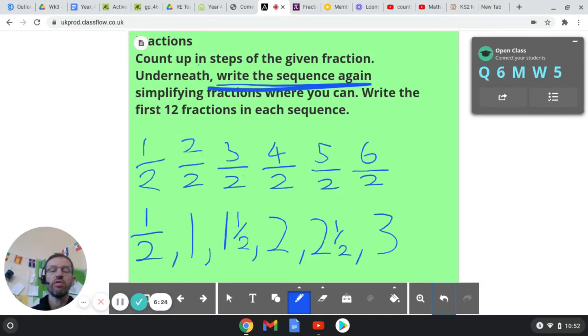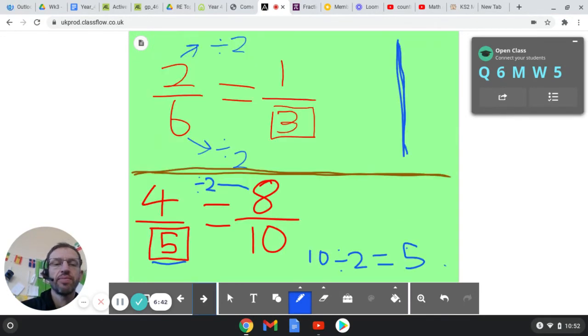So I've rewritten the number line. It's the same number line, but I've written simplified fractions. 1/2, 1, 1.5, 2, 2.5, 3, 3.5, 4, 4.5, 5, and so it goes on. Let's look at another example before you get going on your work.